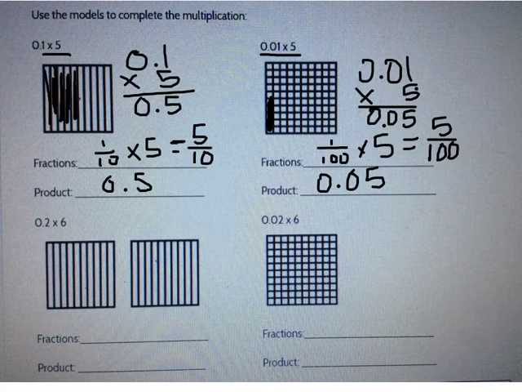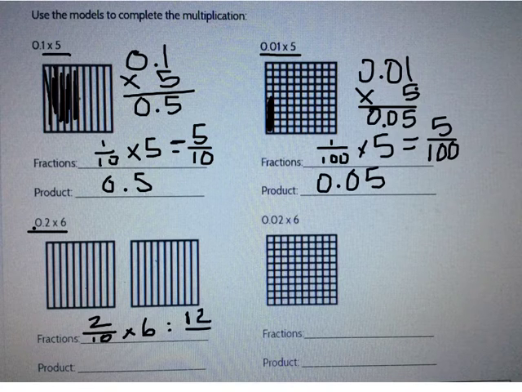Let's do another. 0.2 times 6. How do I write that decimal as a fraction? It's 2/10. So I'm multiplying 2/10 times 6. When I multiply 2/10 times 6, what's the result? The result is 12/10. I can show that on my model by filling in 2/10 6 times, or 12/10.